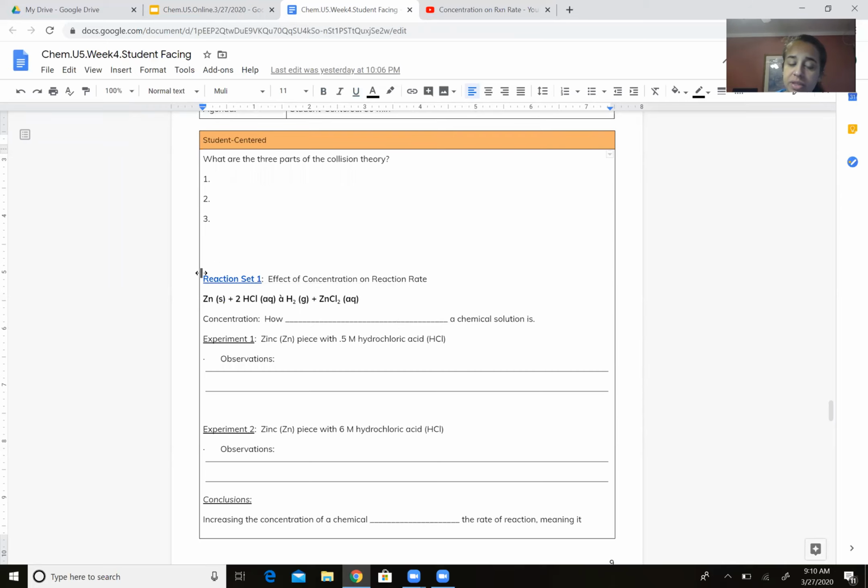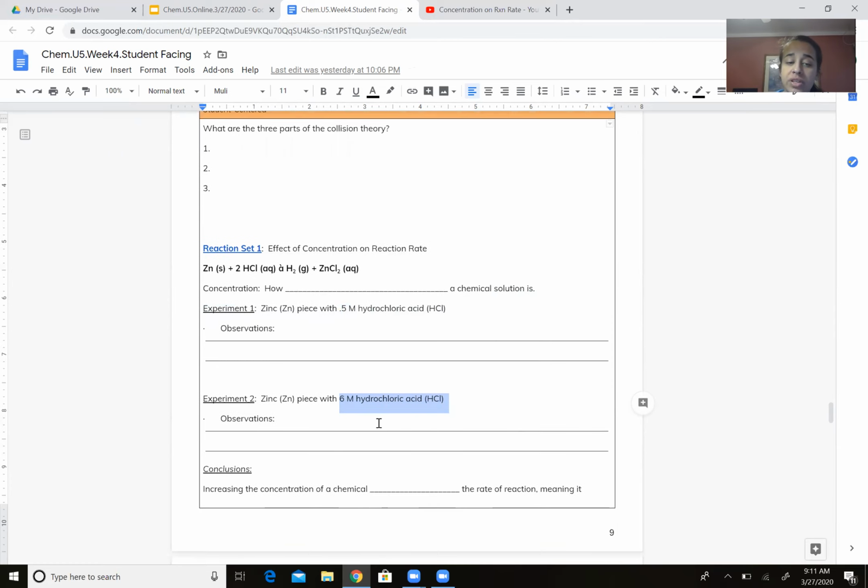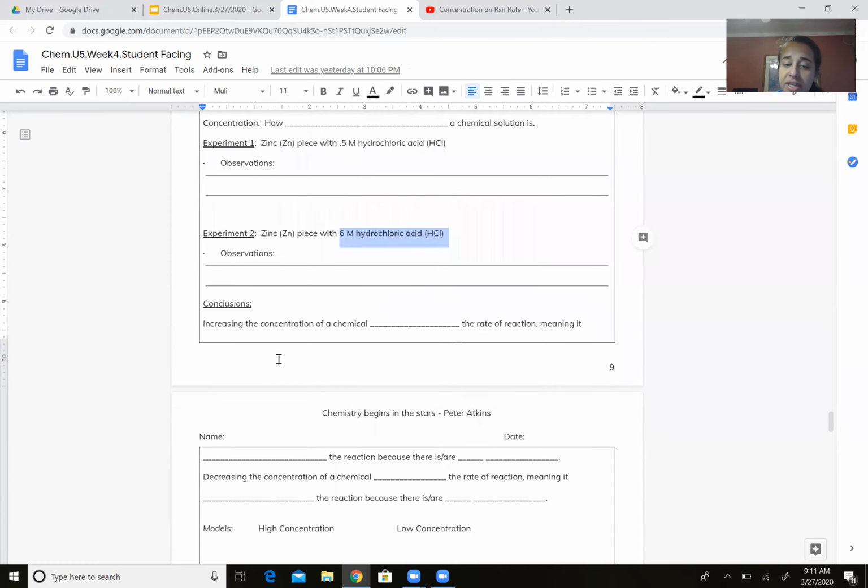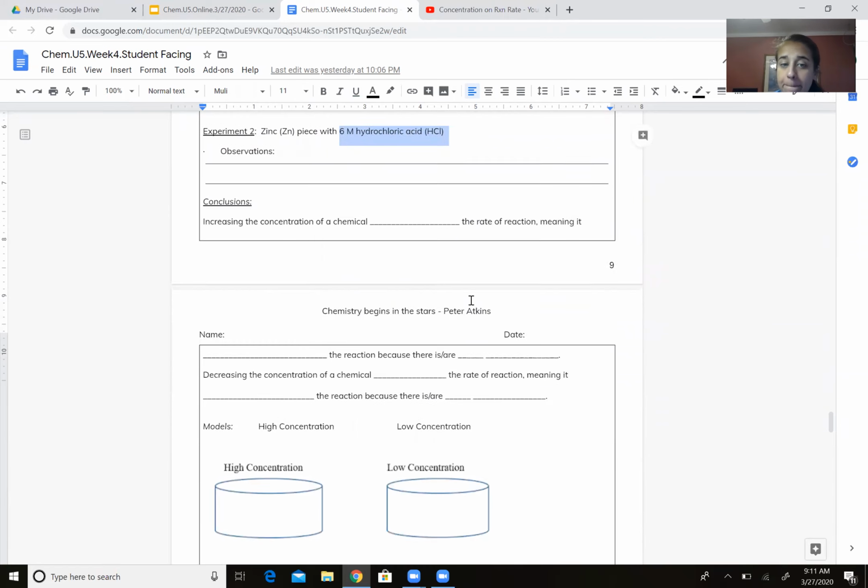The first one is dealing with the effect of concentration on a reaction rate. You're going to fill in the blank and then fill in these observations: experiment 1 versus experiment 2. So when there's only this much hydrochloric acid, and then when we go up to 6 molarity of hydrochloric acid, so we're making a bigger jump with the concentration. What are the observations? And then you're writing your conclusions here.